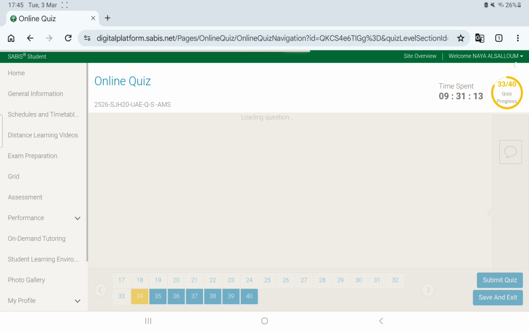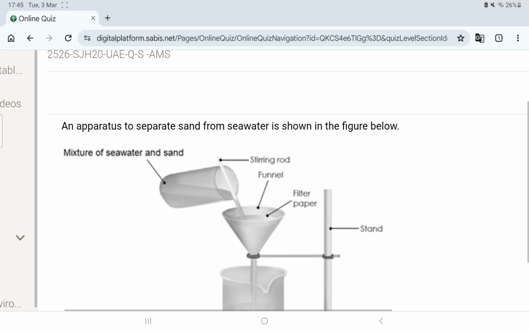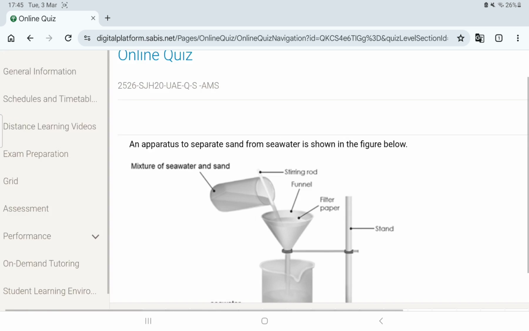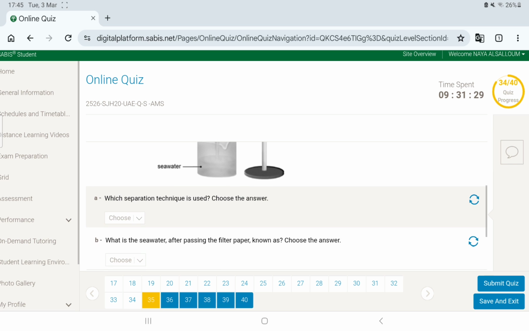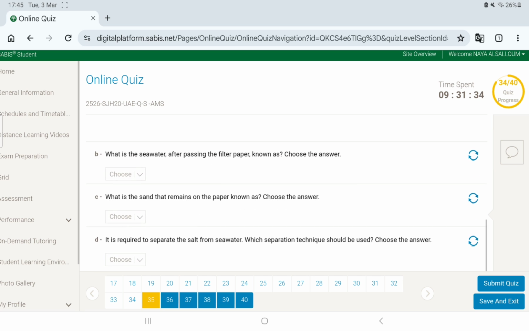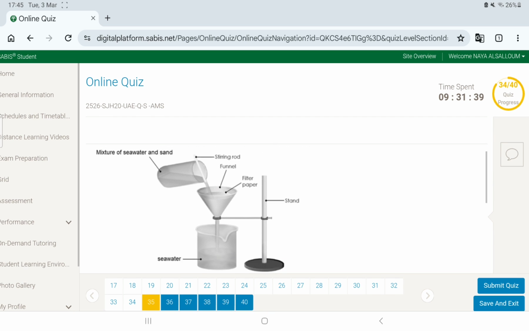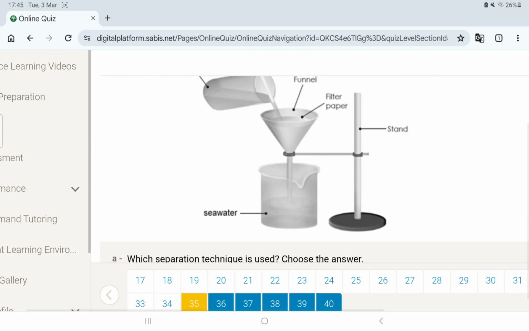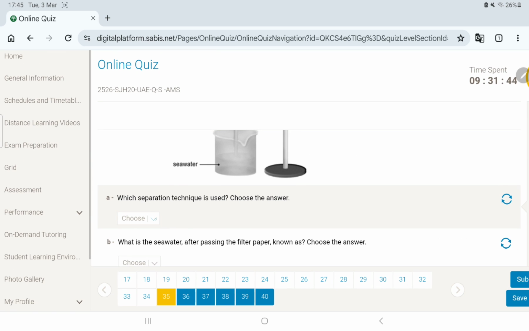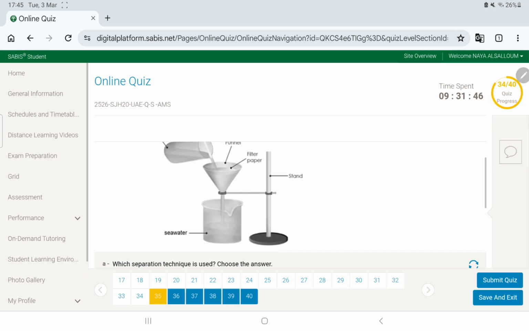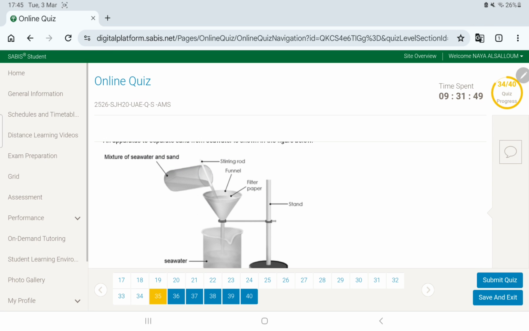Let's continue. Oh boy. Here. An apparatus to separate sand from seawater is shown in the figure below. What separation technique is used? What is the seawater after passing, what is the sand that remains, and okay, this is a bit long, but we're gonna go through it. Here, the separation technique is filtration. Why? You have so many hints here.